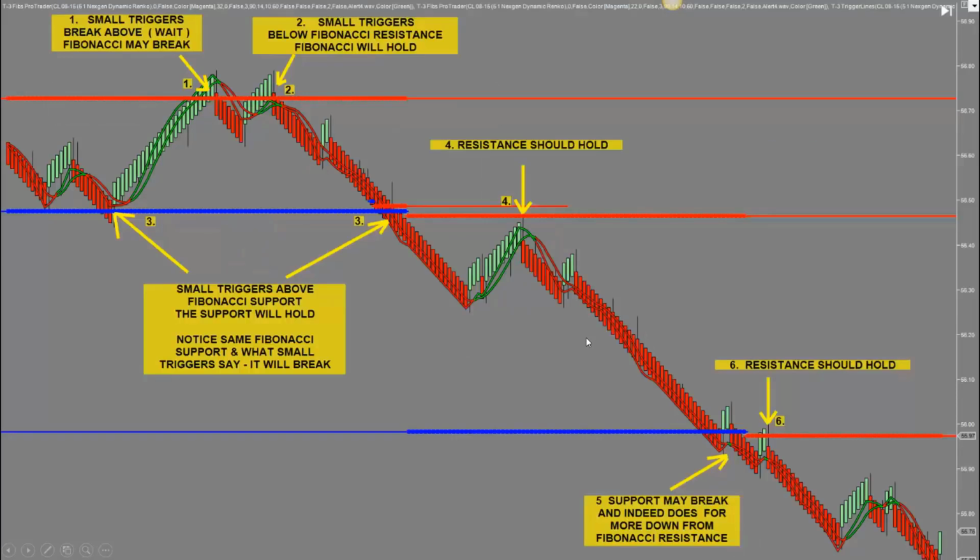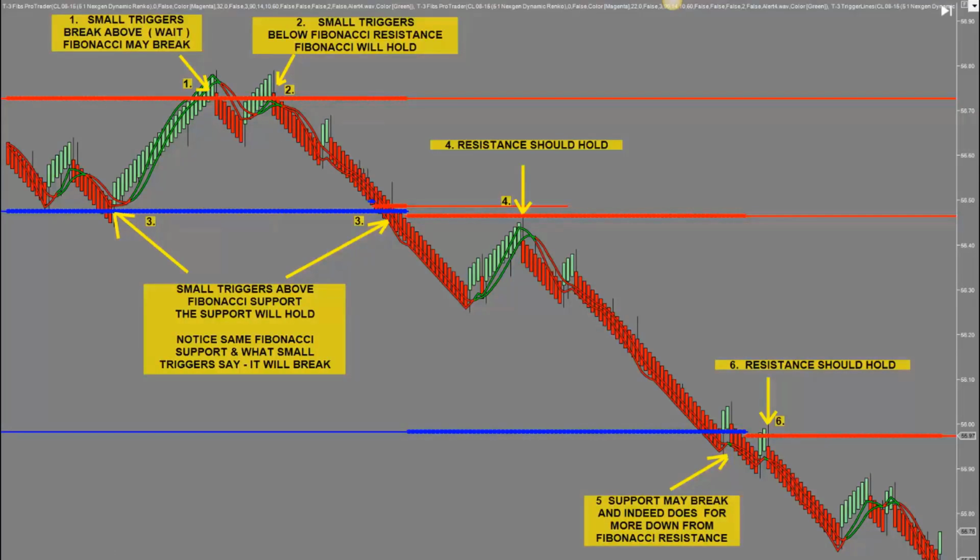So let's take a look at just a real simple chart that we've put together. First things first, small trigger lines on our chart. And again, it doesn't matter whether this is a 5-1 chart or the 14-2 chart. If the trigger lines do not break below the blue lines, we anticipate they hold. If the trigger lines break above, but just a little bit, we'll wait for the trigger lines to get back below, and then our Fibonacci resistance will hold.